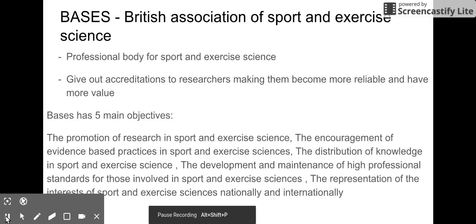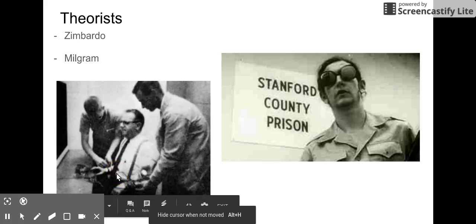The distribution of knowledge in sport and exercise science, the development and maintenance of high professional standards within those involved in sport and exercise sciences, representation of interest of sport and exercise sciences nationally and internationally.